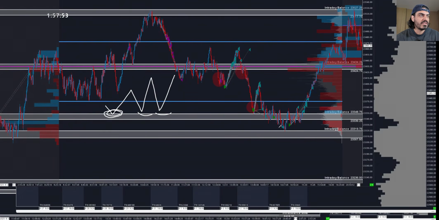So the first time we test into the region, if we hold some kind of rotation, even if it's like a 30, 40 point rotation, if it's not something expansive like 60 plus points on the NASDAQ.